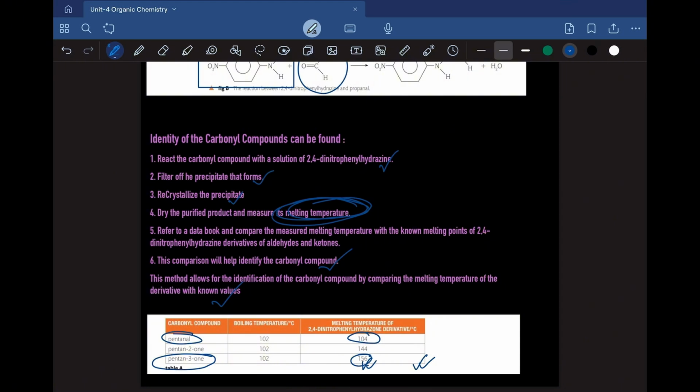So basically the main reason behind carrying this out is to figure out whether it is actually a carbonyl compound or anything else. Let's say it is an ester, an acyl chloride, or an aldehyde or ketone. If it is an aldehyde or ketone, its melting temperature will be in the range of the derivative values that we can figure out from the data booklet. Okay, not in your exam, but in the real-life data booklet. So now we are done with that part as well.